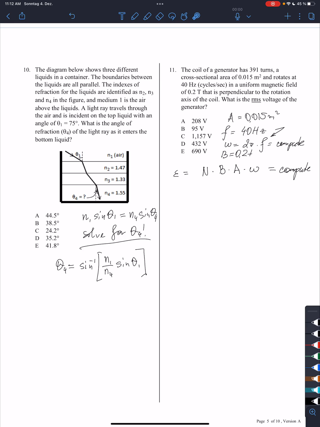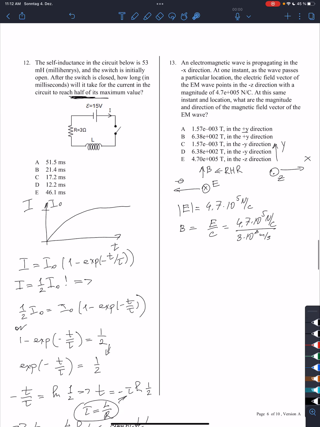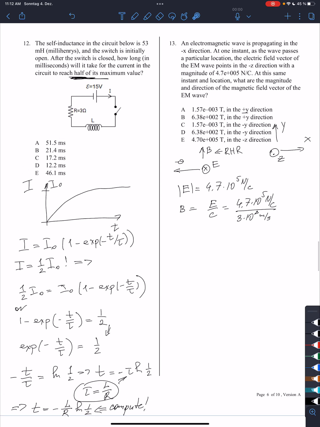Okay, pretty straightforward. Next problem, 12. For 12, I will let you first read this. Okay, we need to reach half of the maximum value for the current.